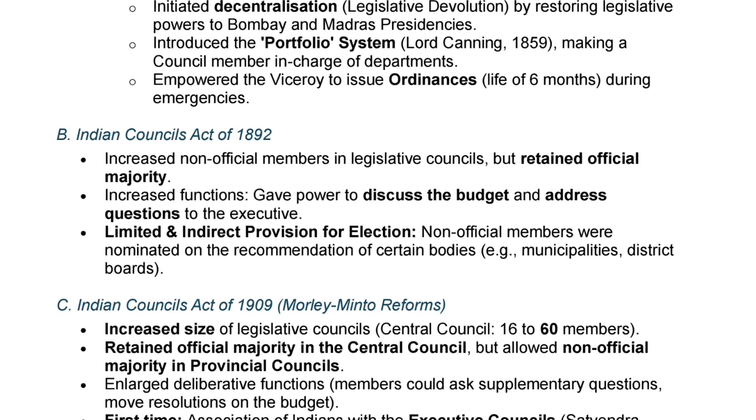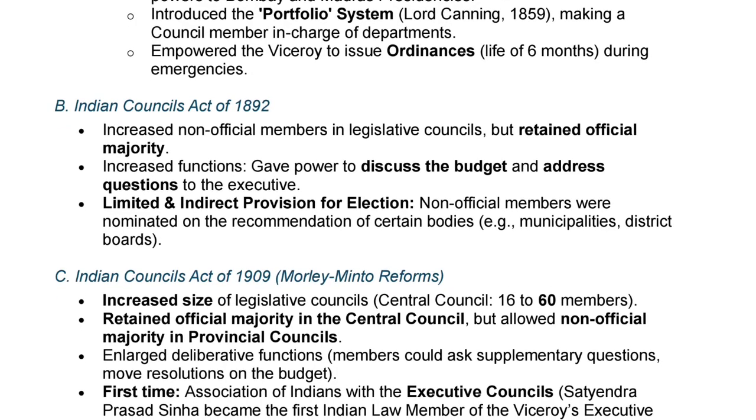Introduced the portfolio system, Lord Canning, 1859, making a council member in charge of departments. Empowered the Viceroy to issue ordinances, life of 6 months, during emergencies.